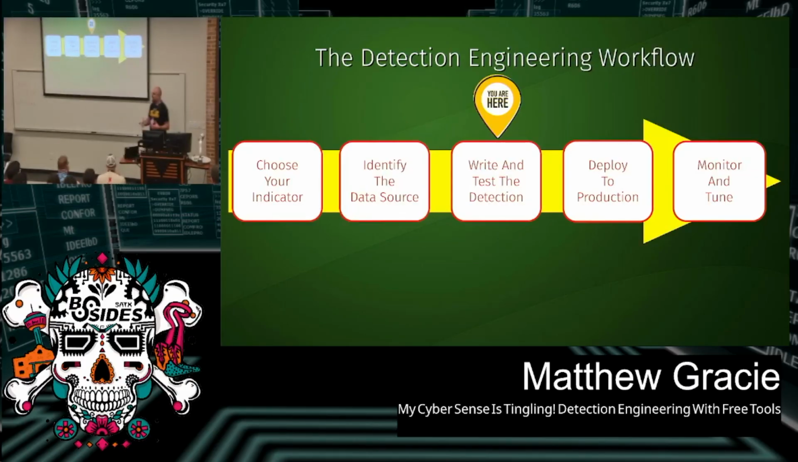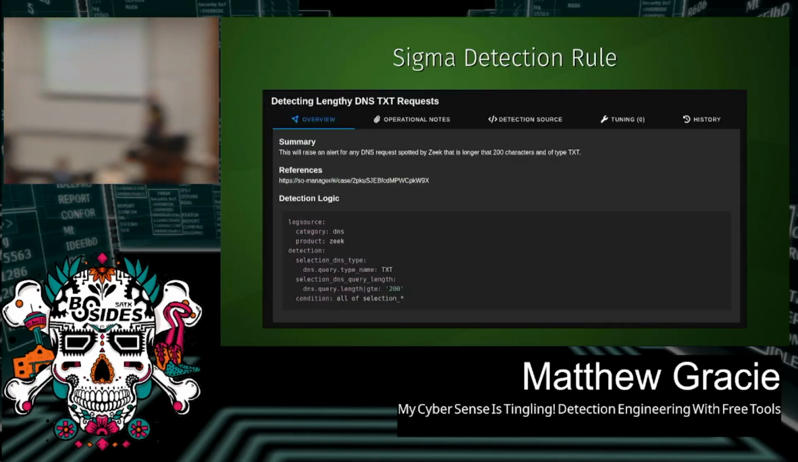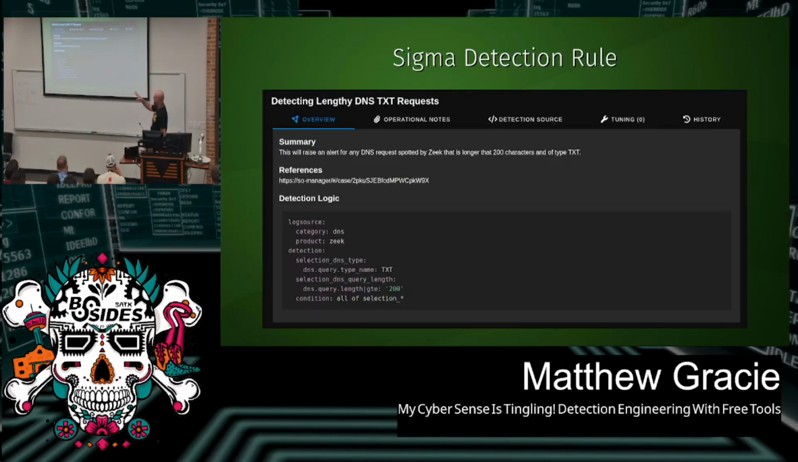So we figured out we're looking for long DNS text requests. We've identified the data source we're going to use. We're going to look at it in those Zeek DNS logs. How do we write the rule? So I apologize, I know this is a little bit of an eye chart, but this is what the Sigma rule looks like for doing that log query, looking for long DNS requests. As you can see at the top, we have a log source. Tells us what particular logs in our Elasticsearch database we're looking for. In this case, we're looking at Zeek DNS logs, DNS request logs that were recorded by Zeek.